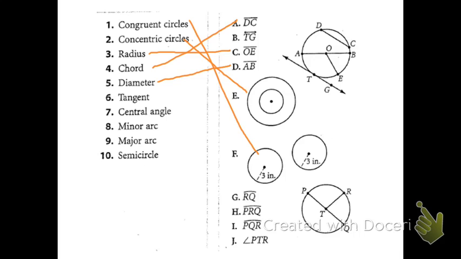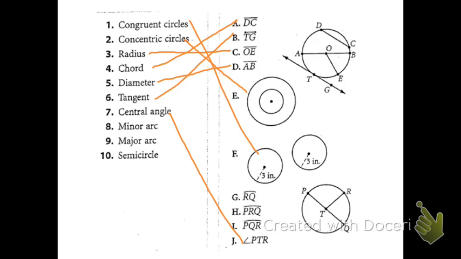Tangent would have to be TG, because that is a line that hits the circle at exactly 1 point. Central angle would have to be J, PTR, because that's an angle made up of two sides that are radii and also has its center on the circle.